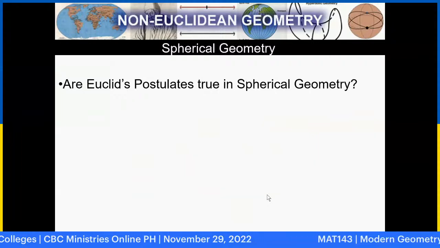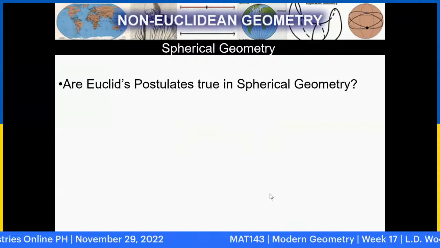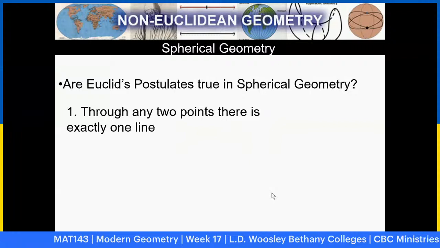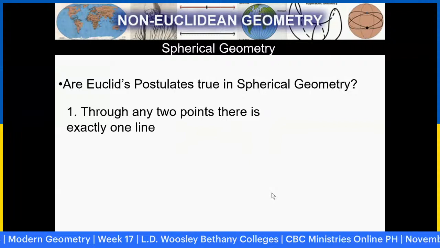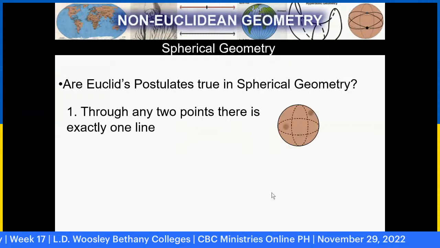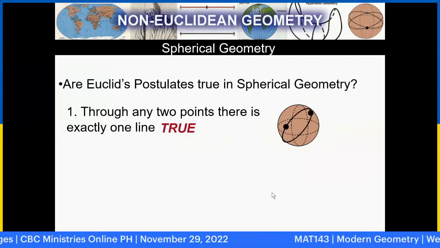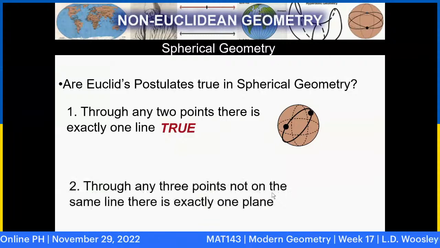Okay, the question is: are Euclid's postulates true in spherical geometry? Let's try the first postulate. Through any 2 points, there is exactly one line. Is that true on a sphere? No. So there is not exactly one line.